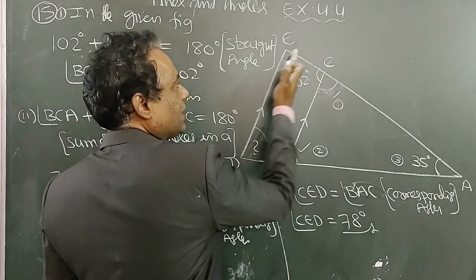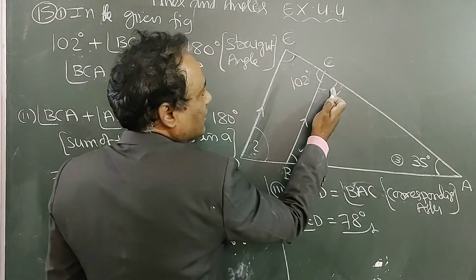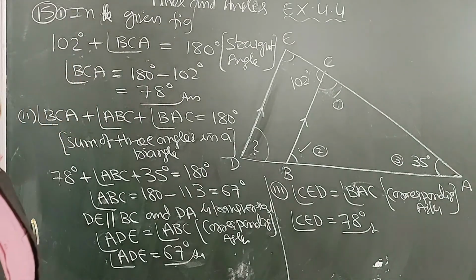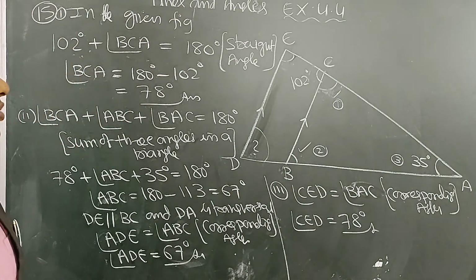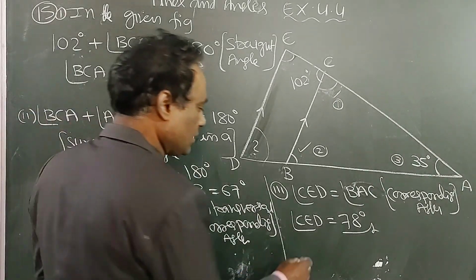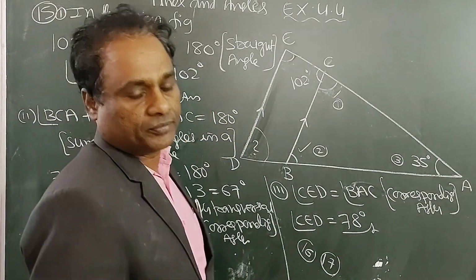Why are these two corresponding angles? These two are parallel lines. This is a transversal. So one is exterior, one is interior. So the angles are equal. That's all. So in the 15th, all 3 bits I completed. So 16 and 17 in the next class, so that this chapter will be over.